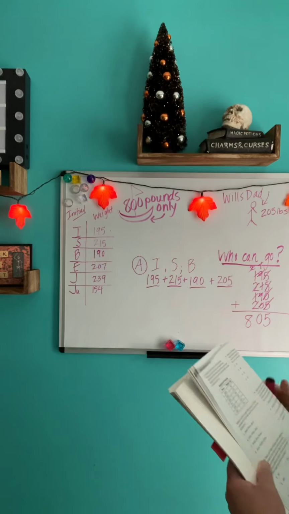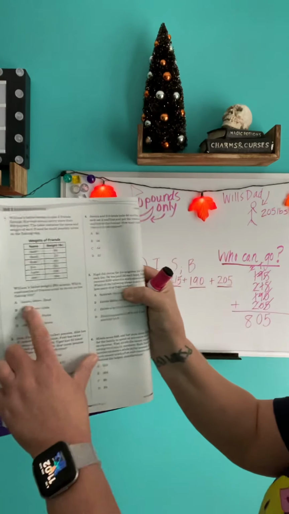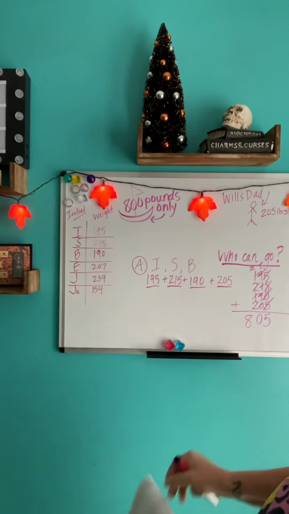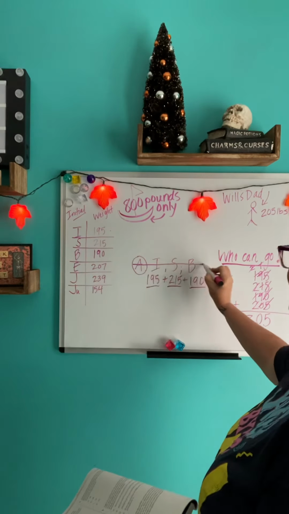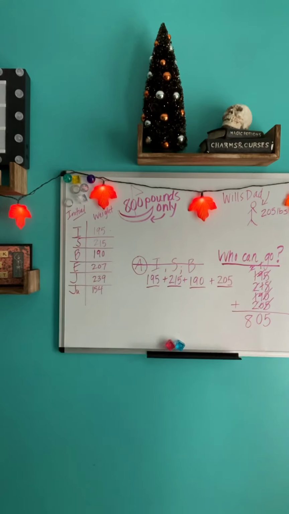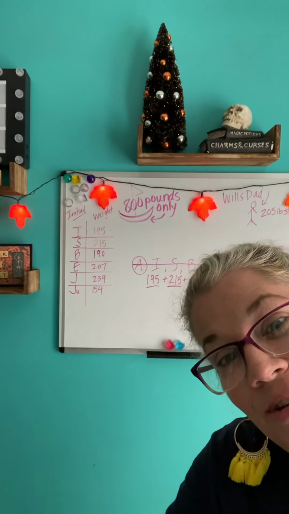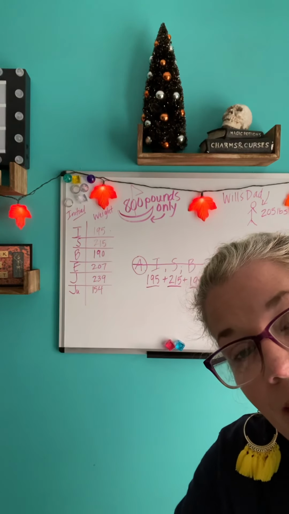So you can write in your workbook, you can cross A right off because it's not a possibility. So when I come back, I'll see if number 2, if B is an option.